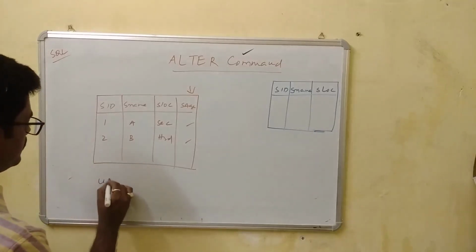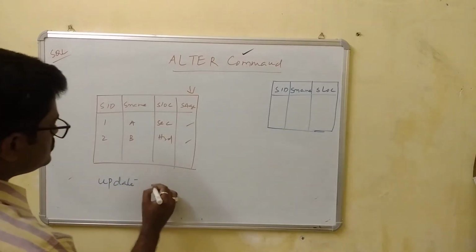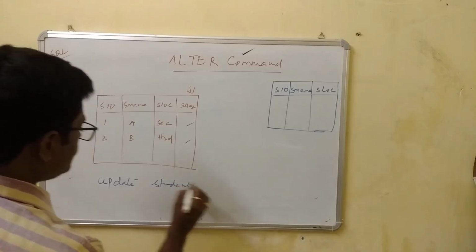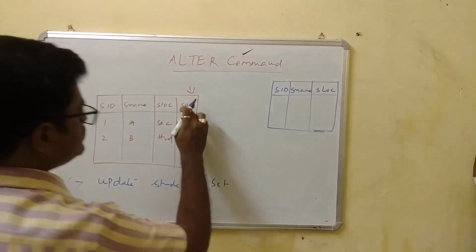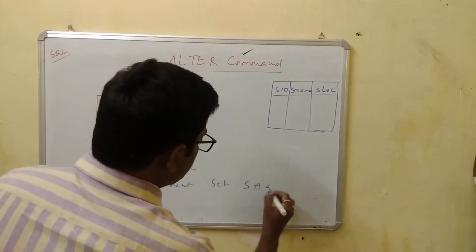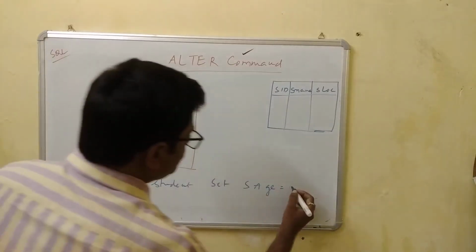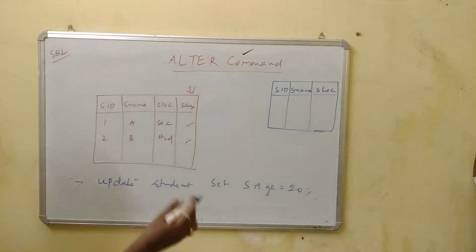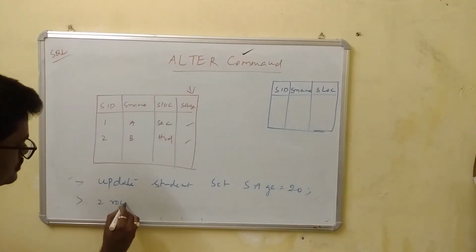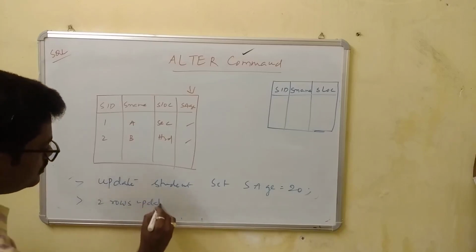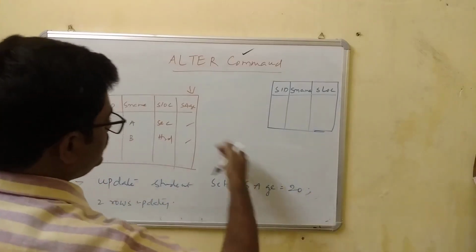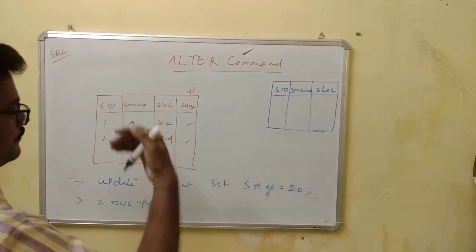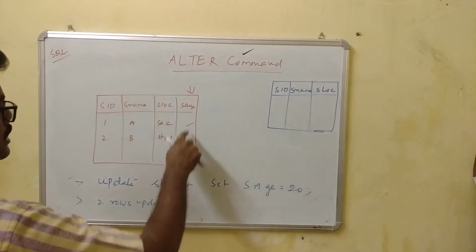So how to fill this data? Let us take the update command: update student, where student is the table name, set SAge equal to some 20. If you do this, 2 rows will be updated, because we already know how the update command works. You can see it in the previous video. So if you write this query, all the records will be updated with age 20 simultaneously.